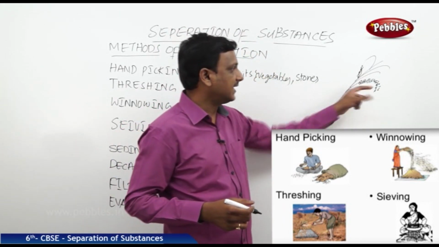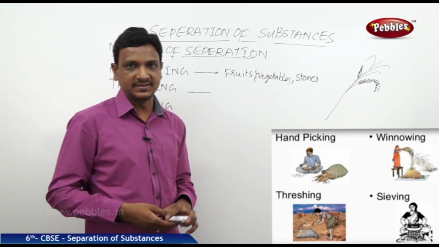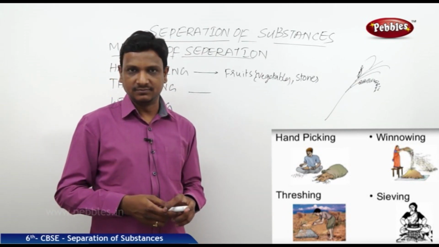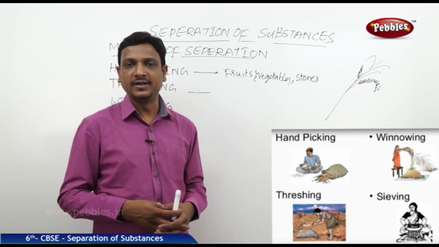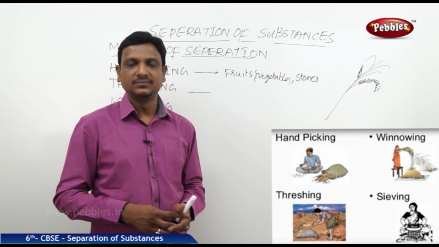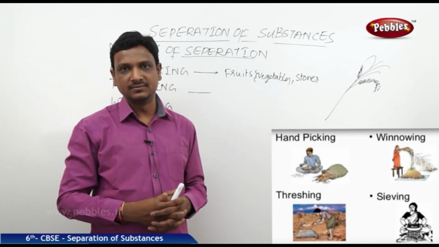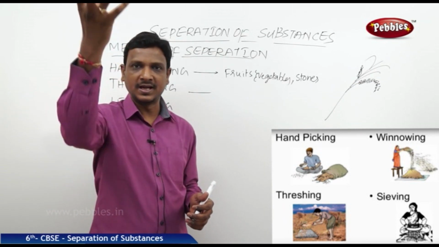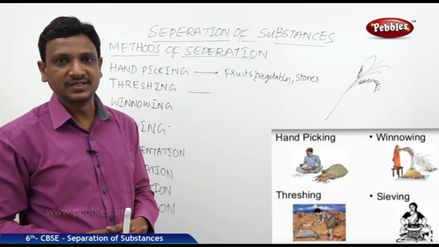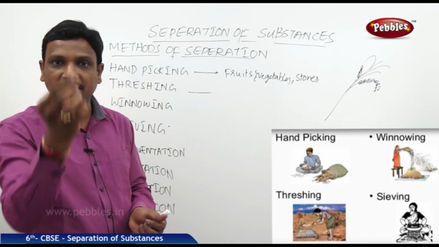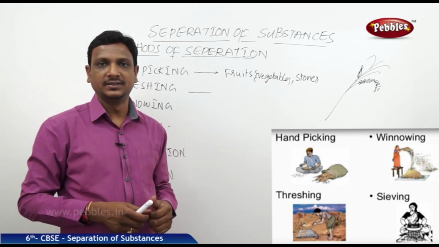Now, how do we separate the grains here? Hand picking, we can use that technique. For example, if you go to a fruit garden, a grape garden, you are picking the grapes with your hand. In a mango garden, you are picking the mangoes with your hand and putting them in the basket. In that way, you can harvest the crop. But in the case of paddy, you cannot pluck grain by grain. It is a very tedious job. You just cut the total plant.